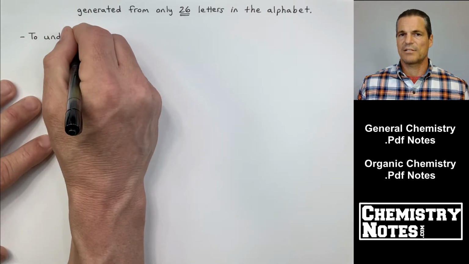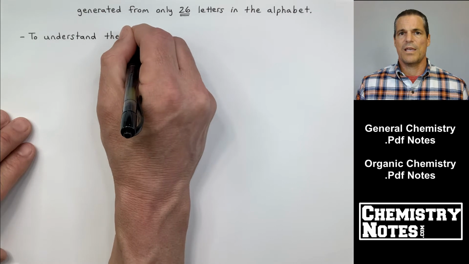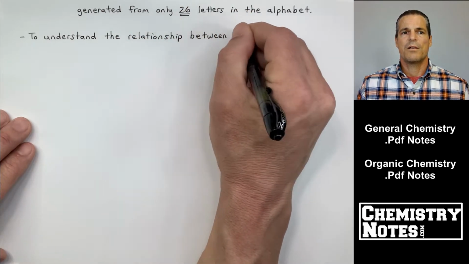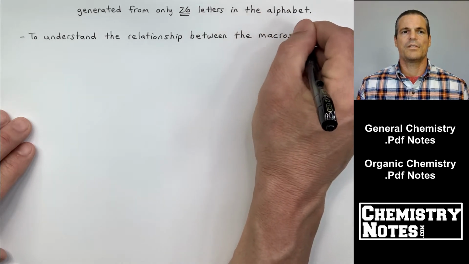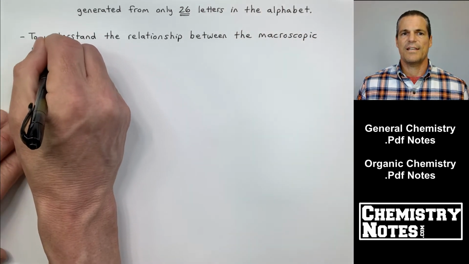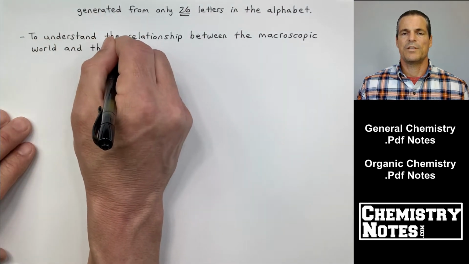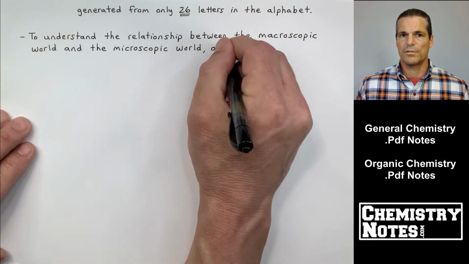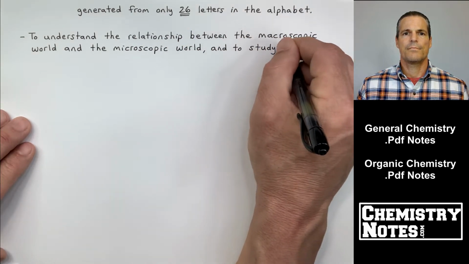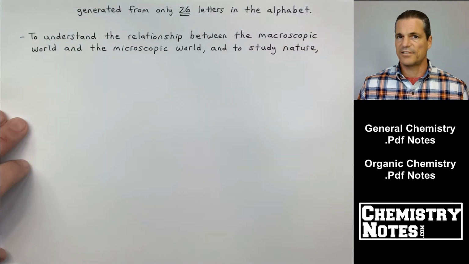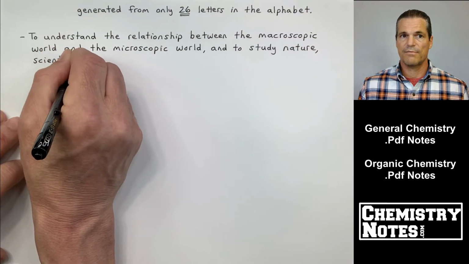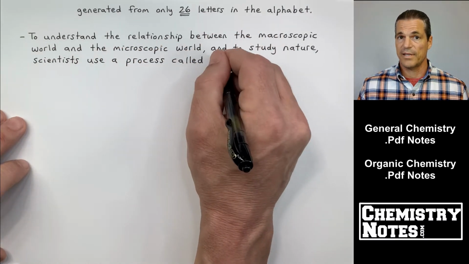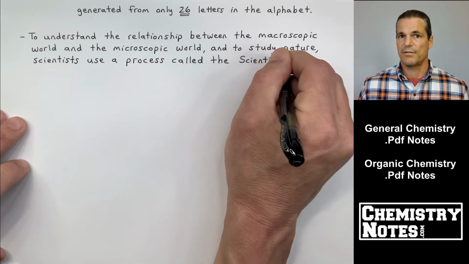So, I'm about to get started on the scientific method, but I do want to make a little bit of an introduction to it. So, bear with me. Page 2 of our notes, we have a little bullet point there, and it says, to understand the relationship between the macroscopic world and the microscopic world, and to study nature, and to study science, and to study general chemistry, for example, scientists use a process, and this process, as you probably guessed, is called the scientific method.